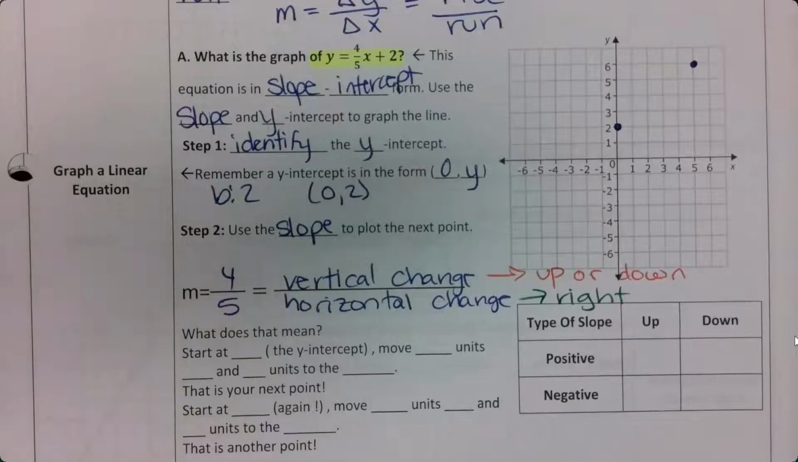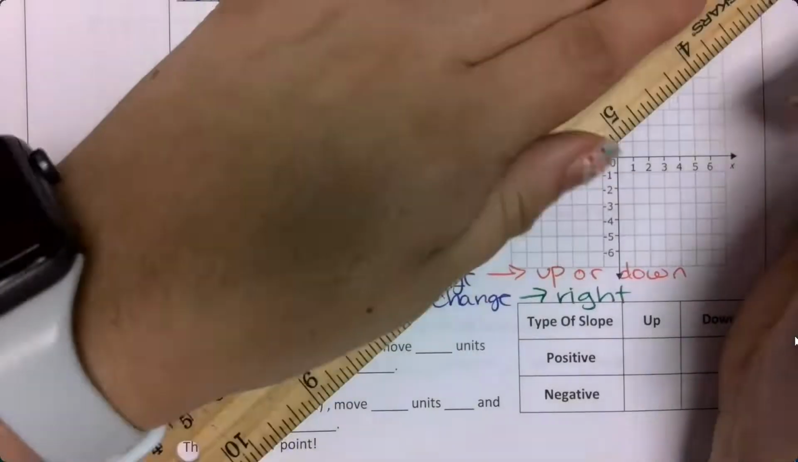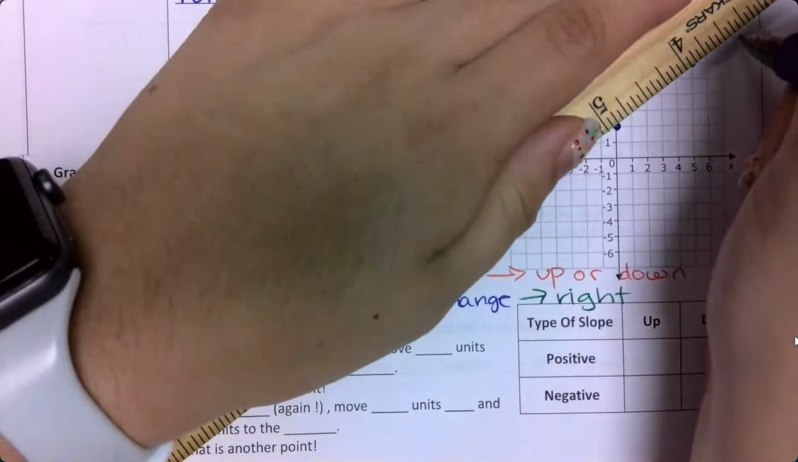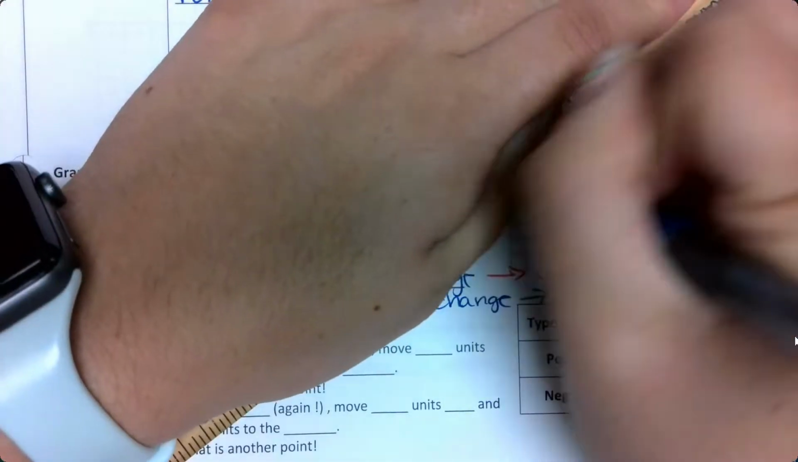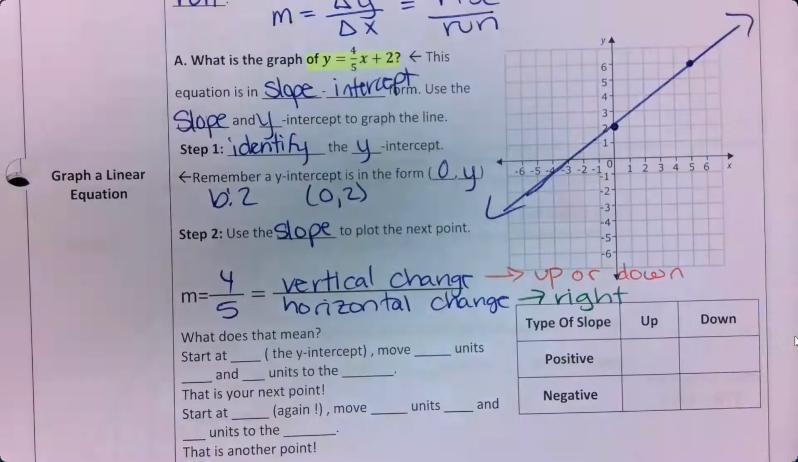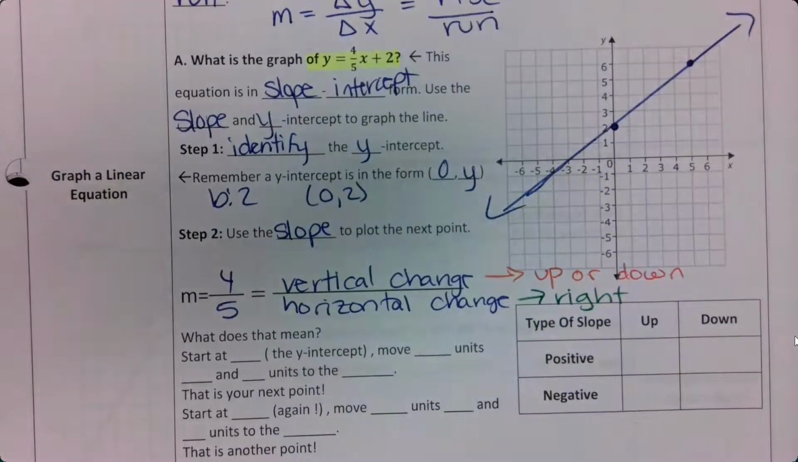So what do I want to do with my 2 points? I've graphed my points already. Draw the line to connect them. And I'm going to extend past them because this line goes on forever. Helps if I don't have my thumb in the way of the ruler.